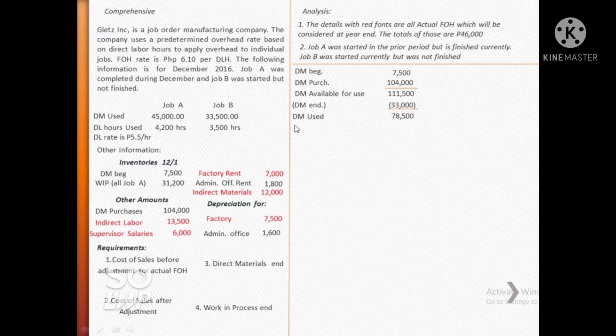So, that's it for the direct material used. Now, the next is, we're going to add the direct labor, of course. On the direct labor, although it has not been directly given, you have been given details, for example, the direct labor hours used by job A and job B and the rate. So we're going to use those in order to compute the amount for direct labor. How do we do that? We have our computation right here. The direct labor hours used by both job A and job B is 42 plus 35 equals 7,700 hours. So you just need to multiply it with 5.5, which is the rate per direct labor hour used.